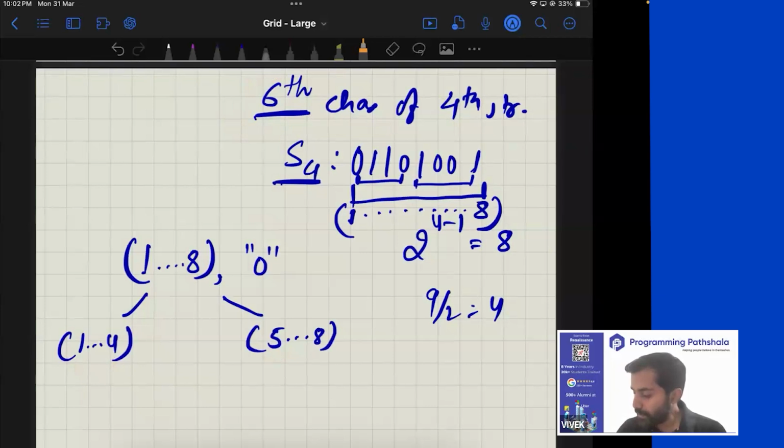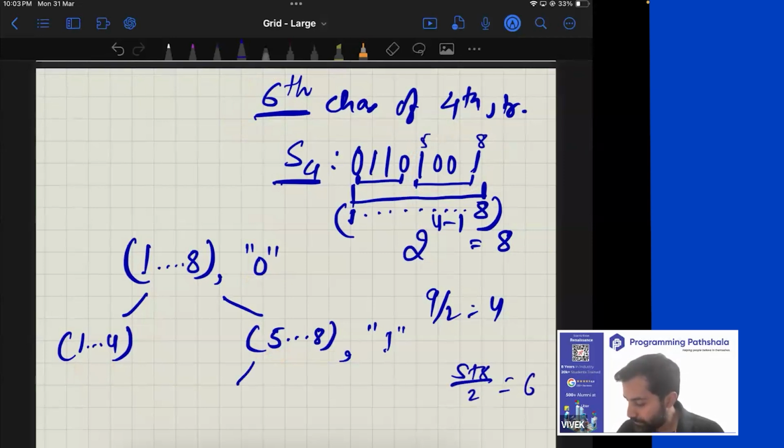Now tell me one thing. If you're going to the right half of the 0 string, what does that right half represent? Does it represent a 0 or does it represent a 1? It represents a 1. Very good. Now again, you will find out the midpoint of 5 to 8. This is 5, this is 8. What is the midpoint? 5 plus 8 by 2. How much is this? 6.